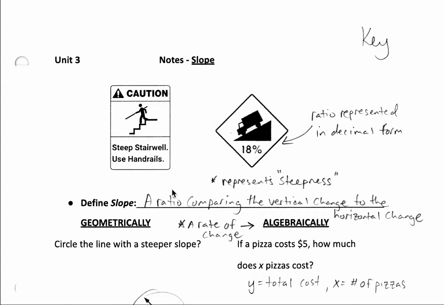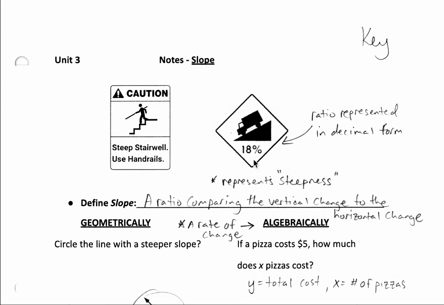It is represented by describing a ratio. A ratio is anytime we compare two things. So the two things we're comparing in the slope ratio is the vertical change compared to the horizontal change. So we'll talk about that when we actually see an example of 2 points.